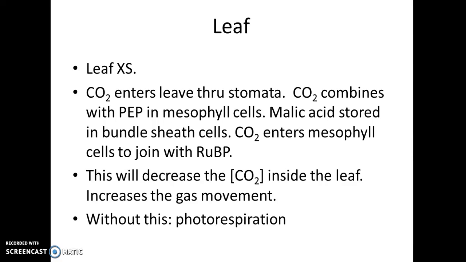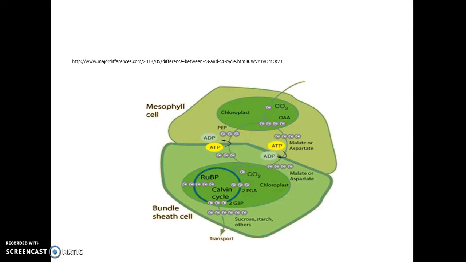Why did we do this? Or why do leaves do this? Because it removes the CO2 right away when it enters the leaf. And if it removes the CO2 right away, it decreases the carbon dioxide level inside the leaf, so it increases the rate of diffusion. That's why leaves do this C4, if they're C4 plants. Only C4 plants can handle it. I mean, C4 plants are ones that can handle hot environments.